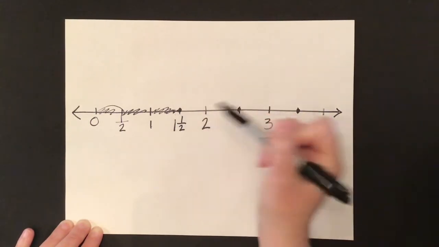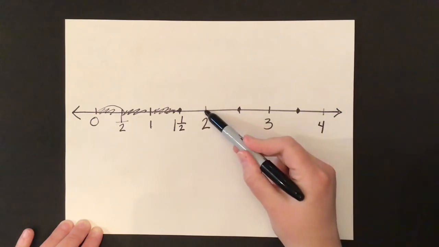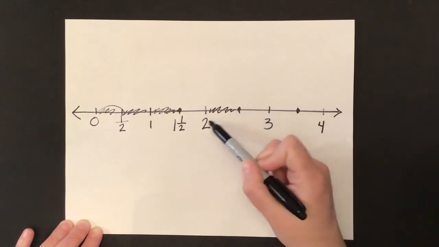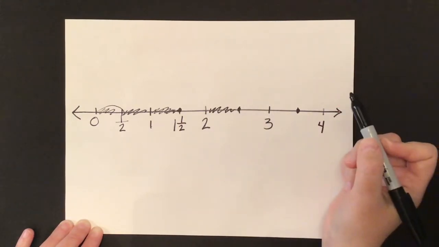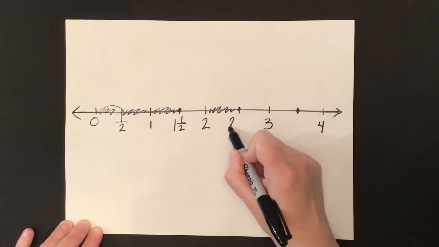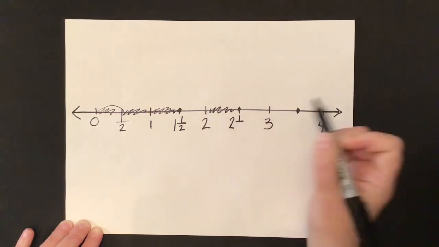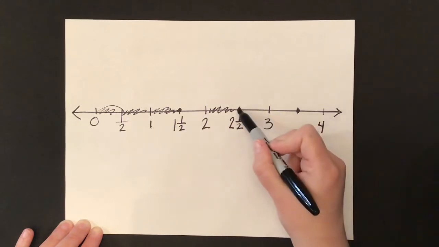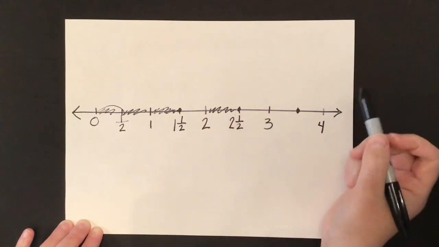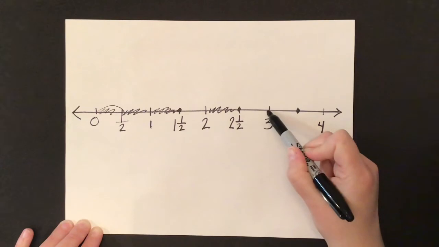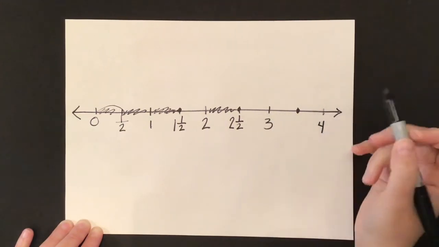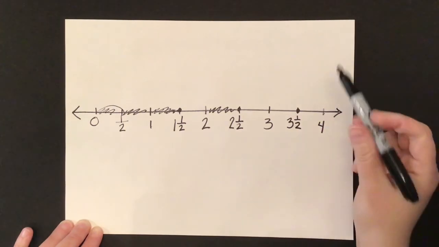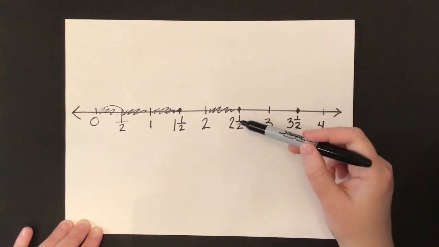Then we get to 2 wholes, and this point is 1 piece past 2 wholes. So this is also 2 and 1 piece. We know that the size of the piece, these are halves, so this point is at 2 and 1/2. This point is past 3 wholes. It's not quite to 4 wholes, so this is 3 and 1/2. These are the mixed number names for these points.